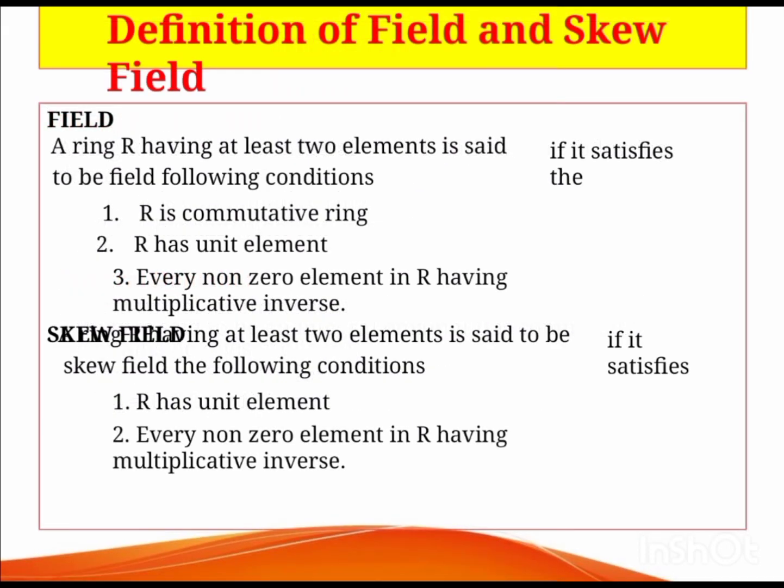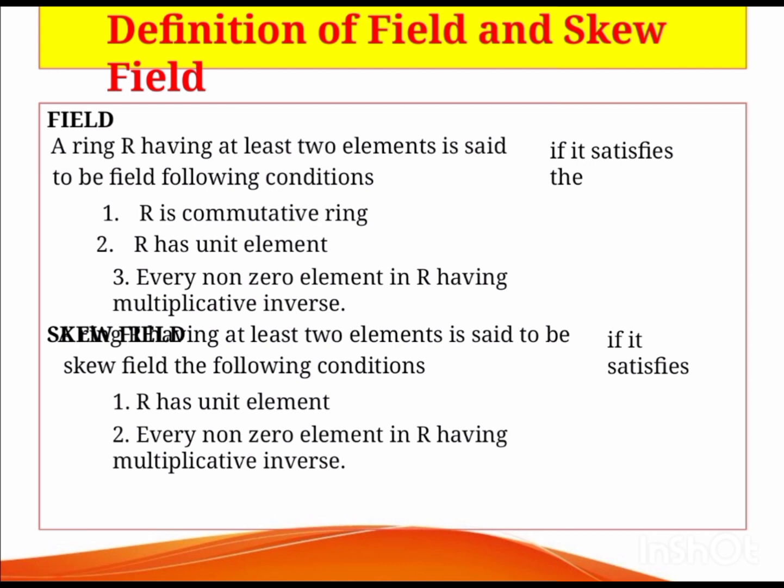So next, coming to the definition of a field. A ring R having at least two elements, that is a non-trivial set, is said to be a field if it satisfies the following conditions. First one, R is commutative. Second one, R has a unit element. Third one, every non-zero element in R has a multiplicative inverse. Then we say that this ring R is called a field. So the ring satisfying three conditions, commutative ring with the unit element, and every non-zero element of R having a multiplicative inverse, is called a field.